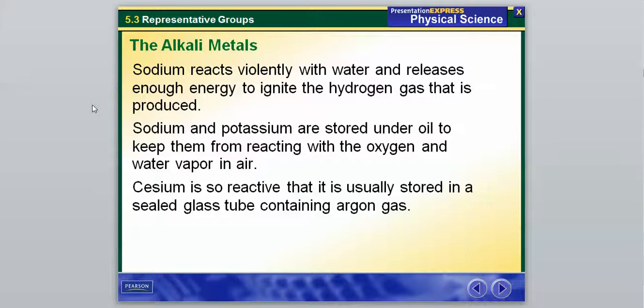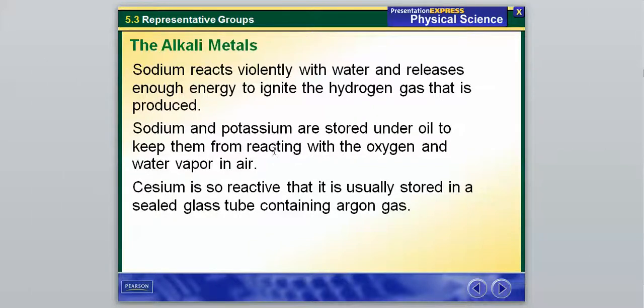Just to give some examples, sodium reacts violently with water and it releases enough energy to ignite the hydrogen gas that is produced. When you mix sodium with water, hydrogen gas is produced, and then so much energy is released that the hydrogen gas actually catches on fire, which is really interesting.